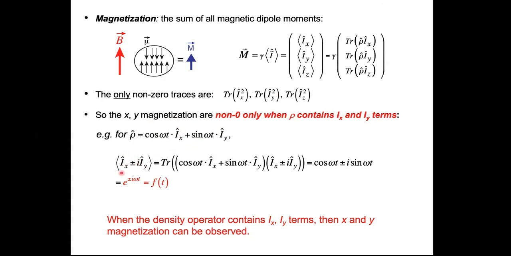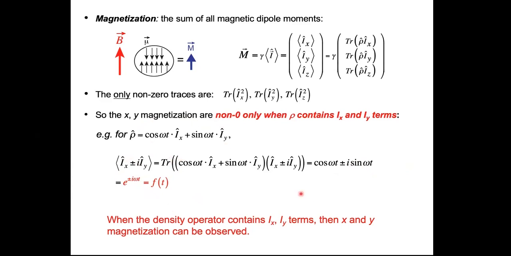Then what do I get if I want to evaluate the expectation value of IX plus or minus the imaginary i times IY? I would have to do this trace calculation, and I need to put the rho, the density operator, here, and then multiply with IX plus i IY. When you work through this calculation using these 2x2 matrices, you will find that you get a non-zero value, cosine omega t plus or minus i sine omega t. This is basically the complex exponential e to the plus or minus i omega t, and so that becomes the signal you would detect corresponding to this particular density operator.